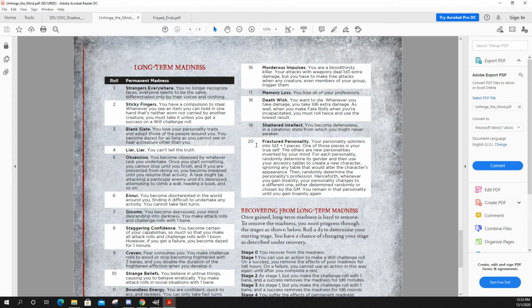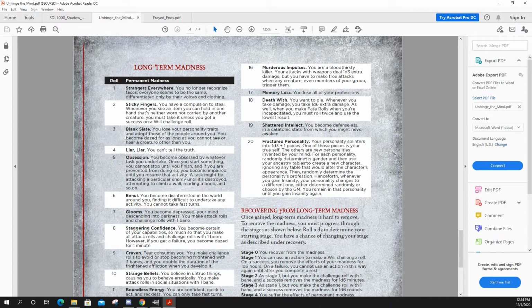Your personality splinters into 1d3 plus 1 pieces. One of those pieces is your true self. The others are new personalities invented by your mind. For each personality, randomly determine its gender and then use your ancestry tables to create a new character, ignoring any table that would alter the character's appearance. Then randomly determine the personality's profession henceforth.